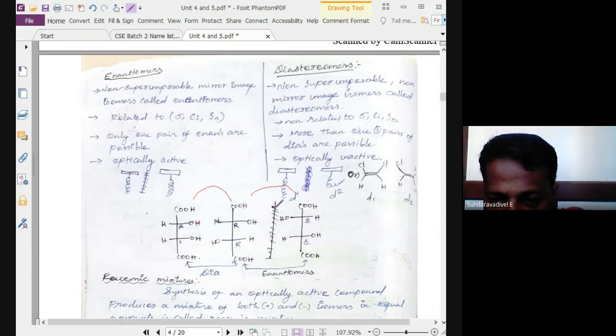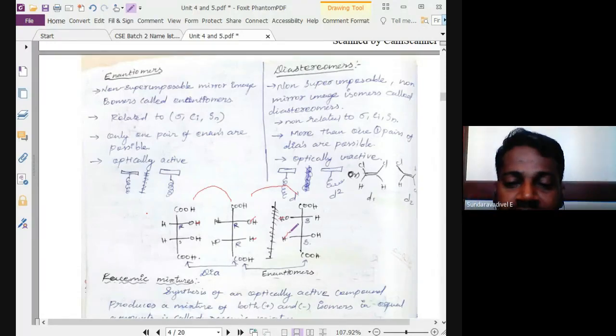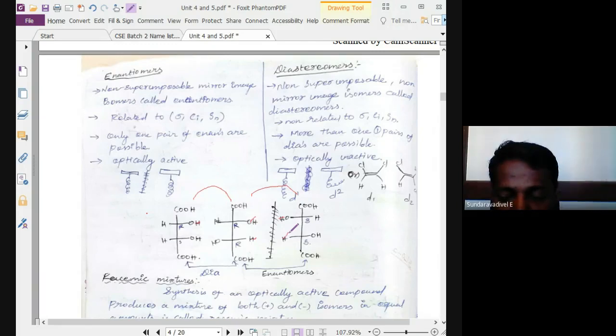Now similarly, look at the second and the third example. If you keep the mirror image of the second molecule, you get the third molecule. Here the OH is on the right hand side, but here on the left hand side. Here hydrogen is on the right hand side, but here hydrogen is on the left hand side. Therefore it is a mirror image of the second molecule. Therefore it is an enantiomer. I told you, enantiomer means the mirror image of the molecule. That means it is the opposite. And 1 and 3, you check it.